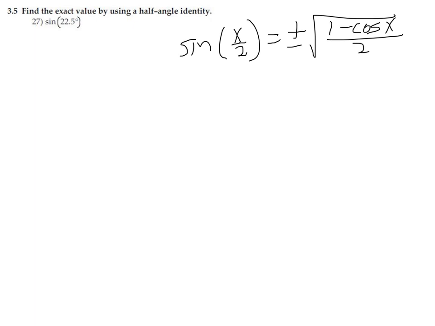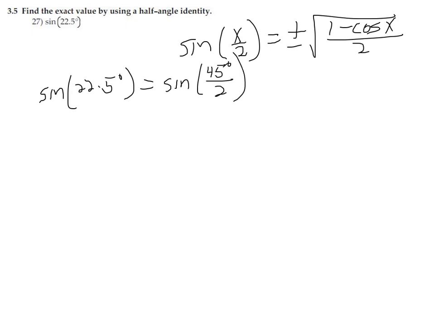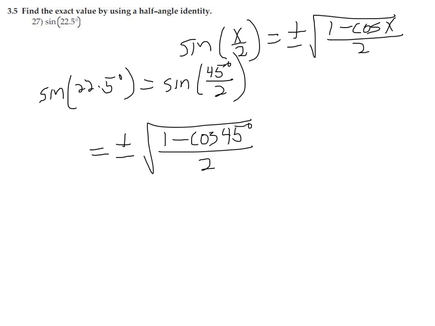Now, for our problem, we need to express 22.5 as some angle divided by 2. So if we double this angle, we get 45, which is a great angle to work with. So sine of 22.5 degrees is sine of 45 degrees divided by 2, giving us for our identity x, that'll go here and here, 45 degrees. So this will be plus or minus the square root of (1 minus cosine 45 degrees) over 2.